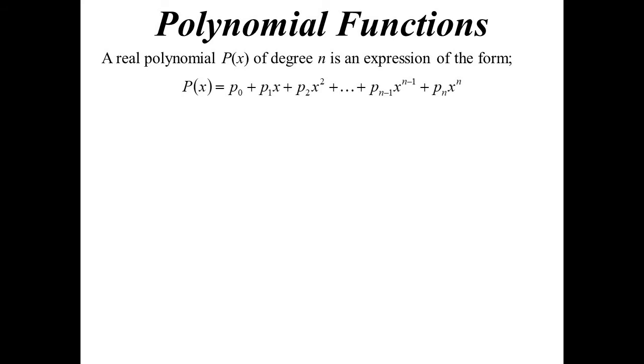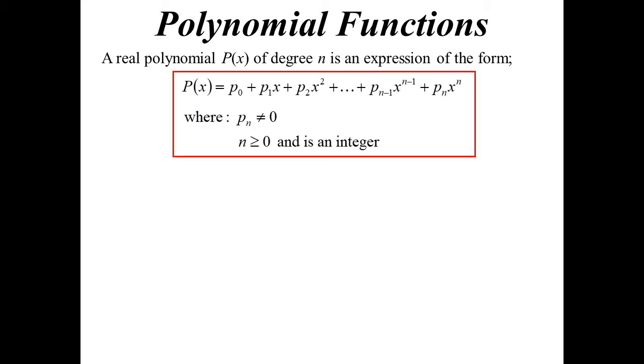So polynomial functions then. Let's define what a polynomial is. A polynomial is basically an algebraic expression where all the terms and the powers of x are always integers, or 0 of course, because it could be x to the power of 0, since constants are polynomials as well. You notice we say Pn is not equal to 0.